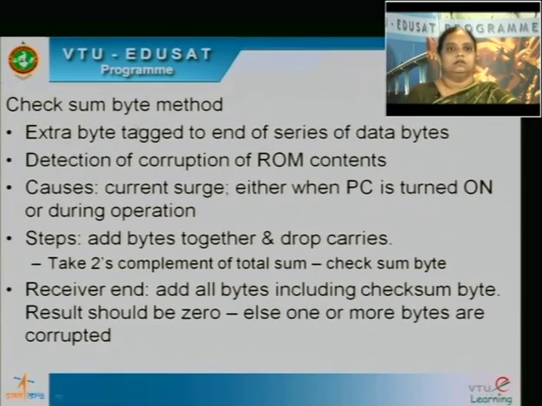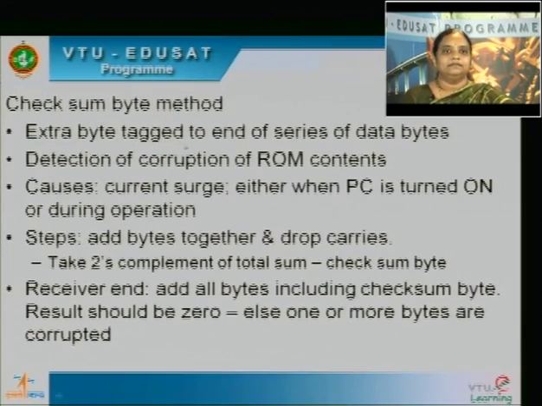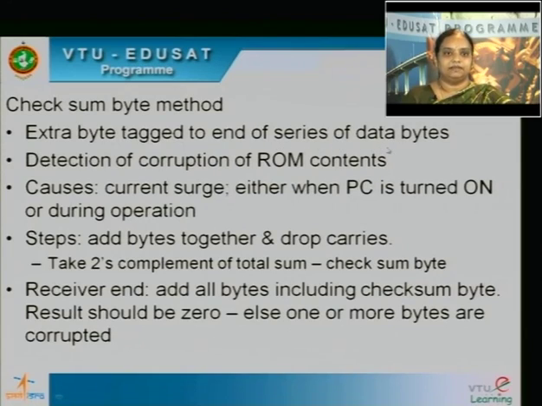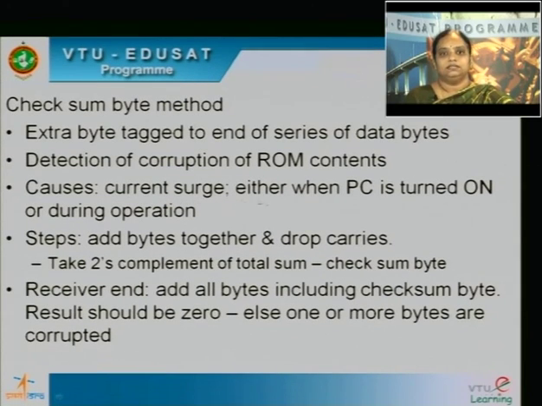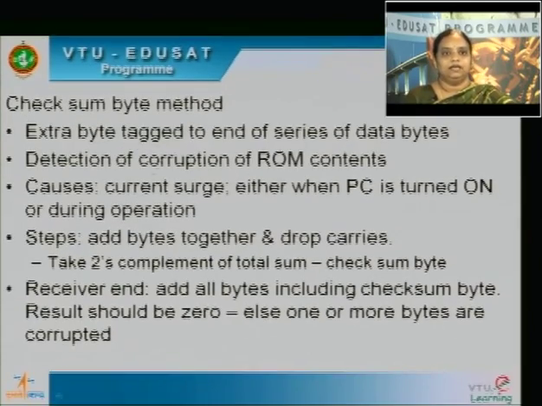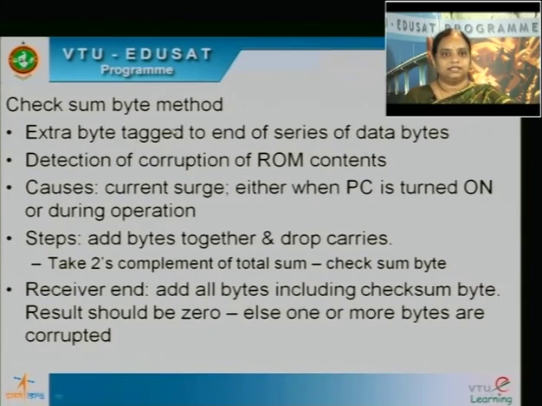So how do you do the checksum byte method? The checksum byte is nothing but an extra byte which is tagged to the end of a series of data bytes. What is its use? It will detect corruption of ROM contents. Why does corruption happen? It may be a simple reason, like you have a current surge either when the PC is turned on or during operation, and this current surge may corrupt the data, that is, a 1 may become a 0 or a 0 can become a 1.